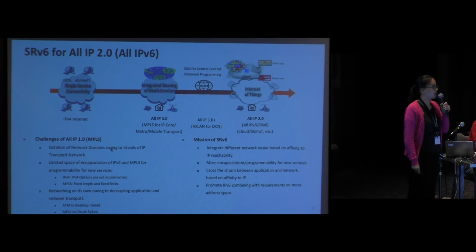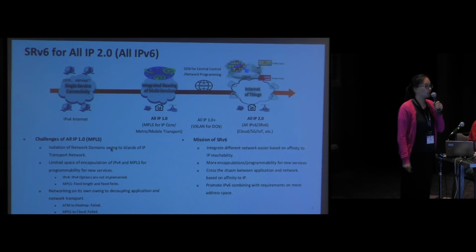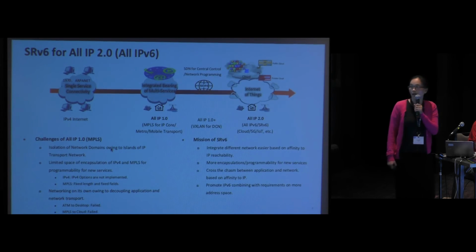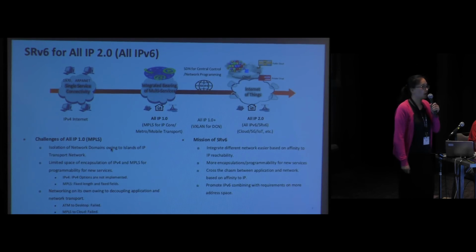As the internet evolves, we could say we have already experienced all IP, the first generation. But there are still some challenges. For example, the isolated network islands, or the limited programmability. And most importantly, the network is still on its own, and the application and the network are isolated, are decoupled. And now we have SRv6.